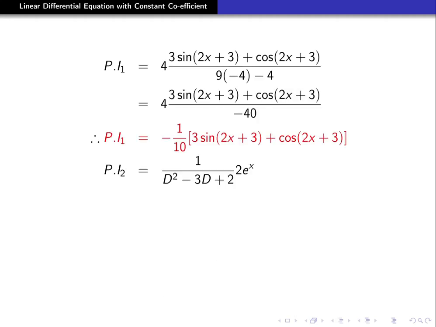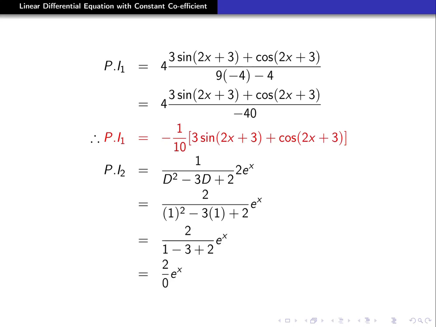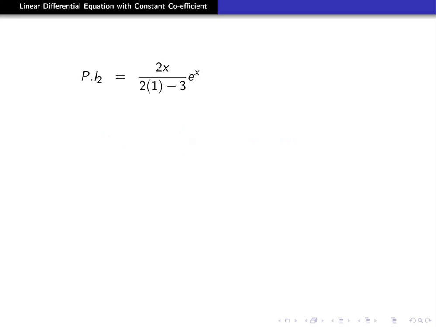Again, particular integral 2. So now we can use type 1. Instead of D we can replace a. So after replacing, the denominator is 0. That is 2 divided by 0. Therefore we multiply by x in the numerator and differentiate the denominator only with respect to D. So the differentiation of D square is 2D, minus the differentiation of 3D is 3, plus the differentiation of 2, a constant term, is 0. Again we replace D in terms of a. So we will get a non-zero denominator. Therefore particular integral is equal to minus 2x into e power x.